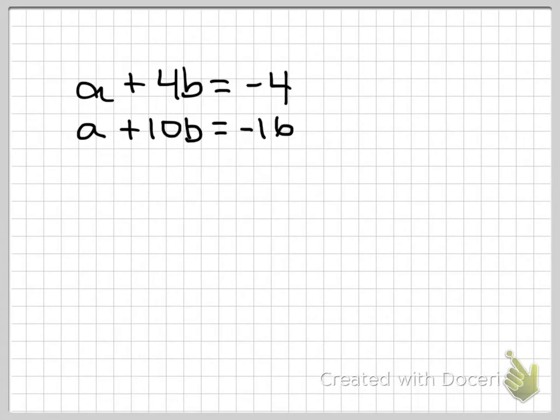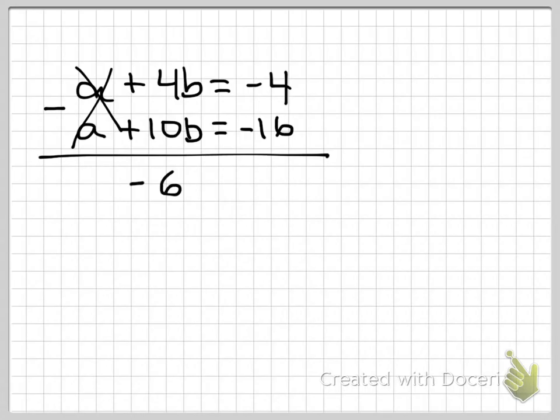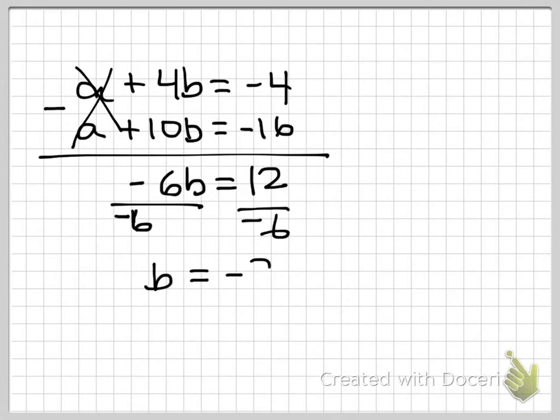Here's the next problem where we're going to use elimination to solve. So in this case, the a values are both the same sign, so we're going to subtract to eliminate them. Then we do subtraction, 4b minus 10b, which is negative 6, and negative 4 minus negative 16, which is going to be positive 12. And then we divide by negative 6 to get b is -2.